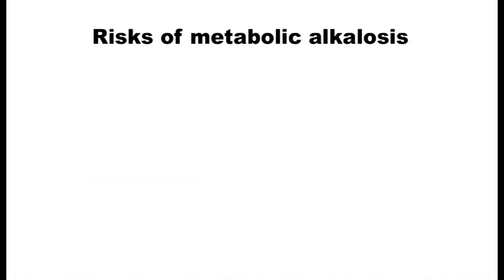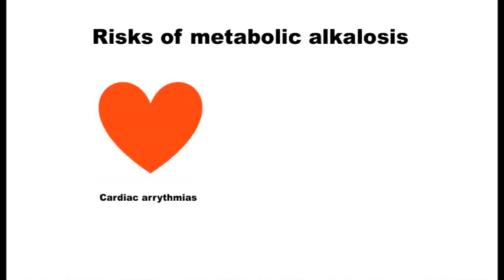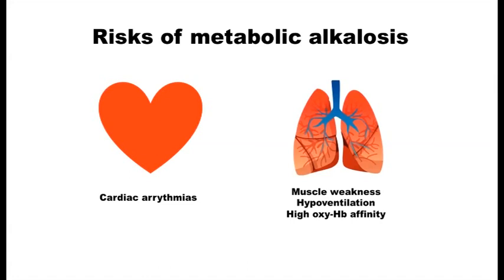So what are the risks related to metabolic alkalosis? The first and most important are cardiac arrhythmias. And there are two reasons for this. When patients have a metabolic alkalosis, the ionized calcium fraction is reduced, and the hypocalcemia can predispose to cardiac arrhythmias. The second is hypokalemia, which is often associated with metabolic alkalosis, and the combination of hypocalcemia and hypokalemia risks cardiac arrhythmias.